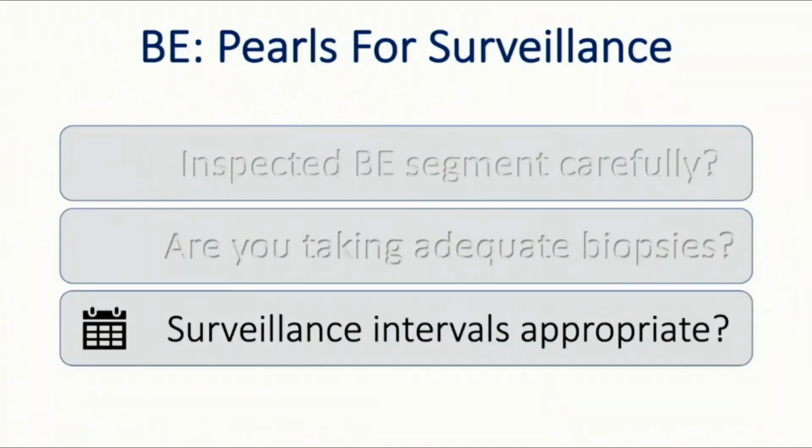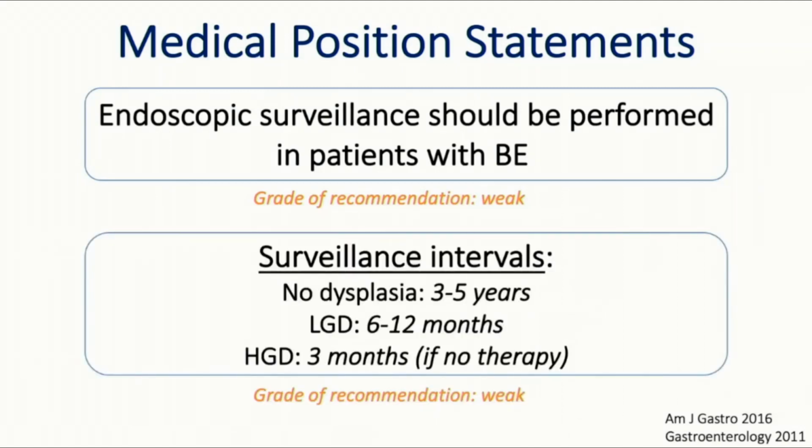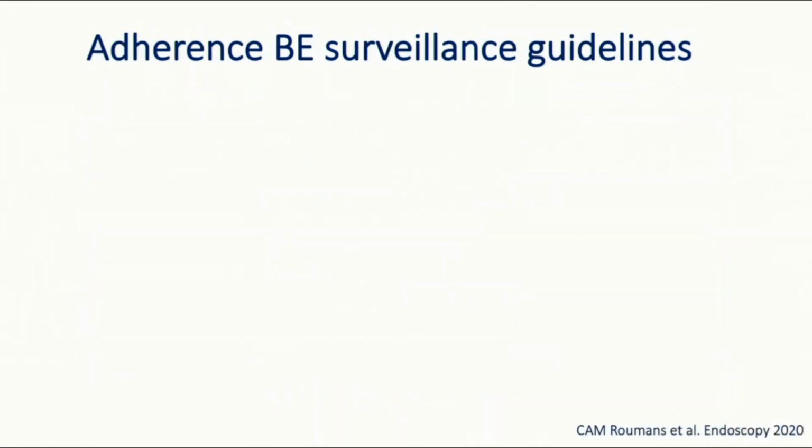Next is, what should these surveillance intervals be? Well, it's based on the grade of dysplasia. This is the medical position statement from several GI societies, and they say that surveillance should be done, if there is no dysplasia, every 3 to 5 years. I'll end my talk with a more recent paper in JAMA that we had talking about this specifically, but remember, this is what you should be doing.